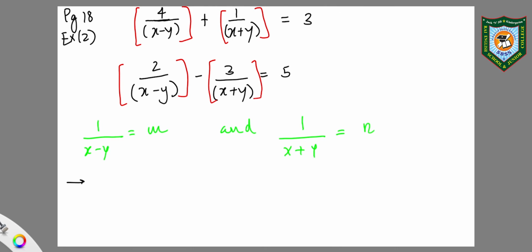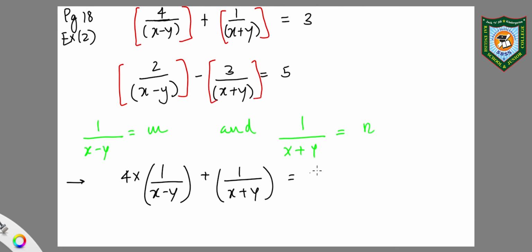Here I have 4 into 1 upon x minus y plus 1 upon x plus y is equals to 3. So this can be written down as 4m plus n is equals to 3. This is my equation number 1.